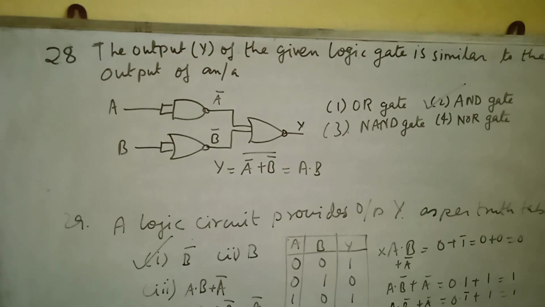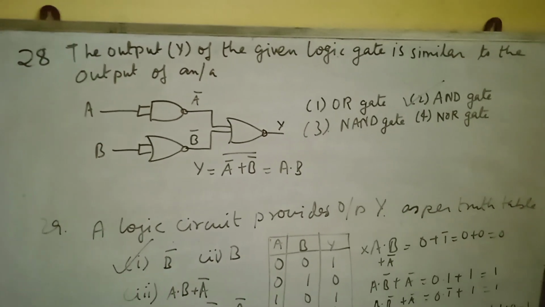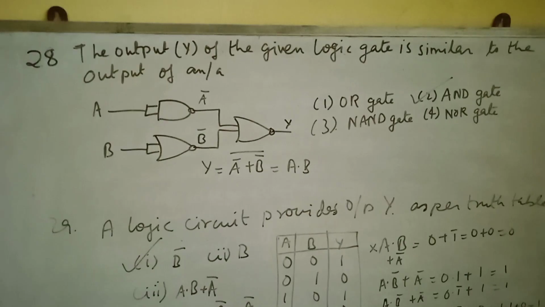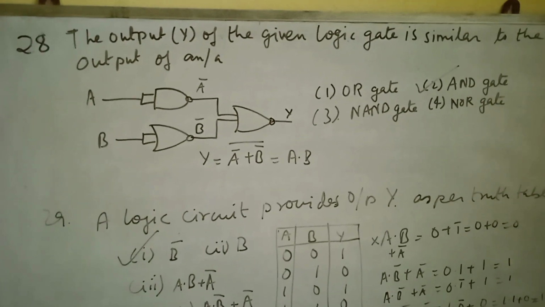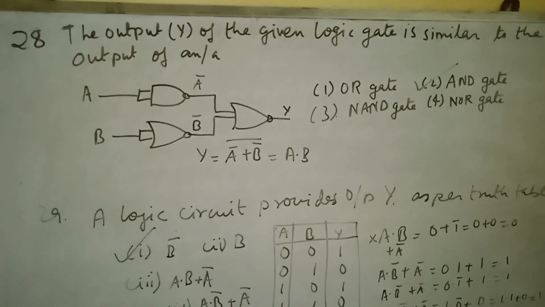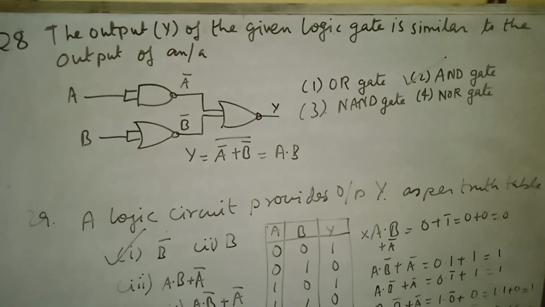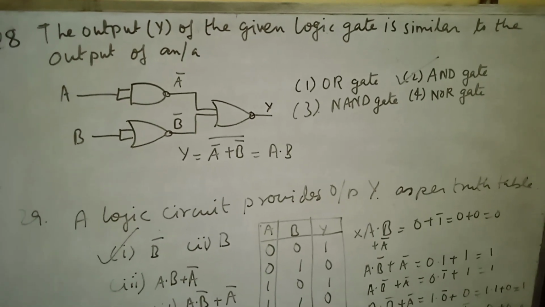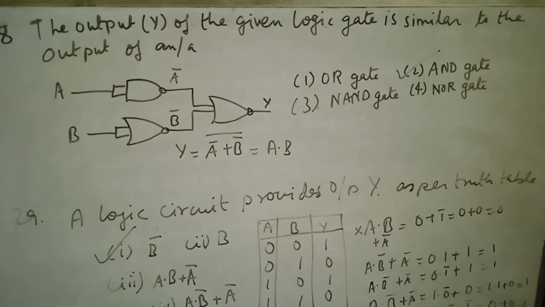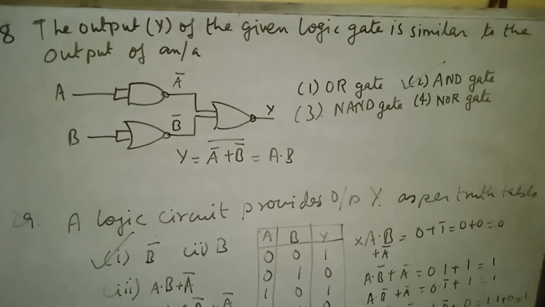Question number 28. It says the output Y of the given logic gate is similar to that of the output of an AND or A. This is a circuit, and the options are: number 1, OR gate; number 2, AND gate; number 3, NAND gate; and number 4, NOR gate. So these are the options.